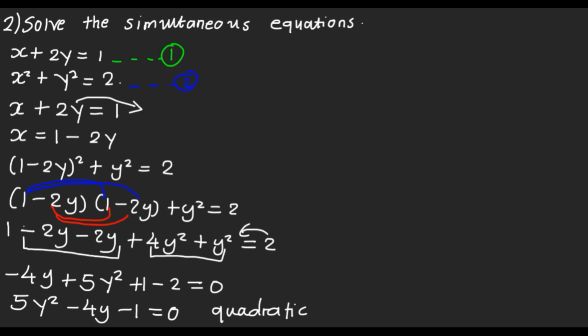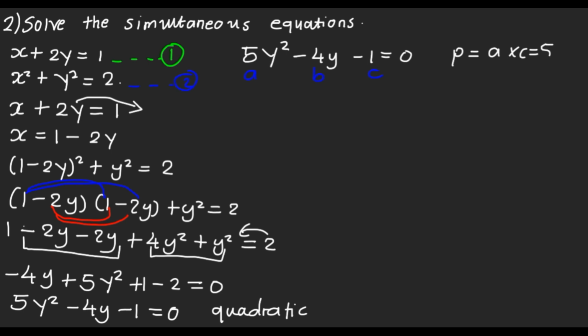So you can use the method of your choice to solve the quadratic equation. You can use the formula, you can use factorization. Now I'm going to use factorization to solve this one. So I'm going to say 5y squared minus 4y minus 1 is equal to 0. So I need to find the product. So the product is a times c, which is our a. A is the coefficient of y squared, b is this one, c is that one.